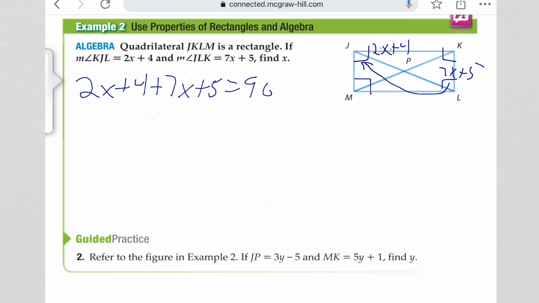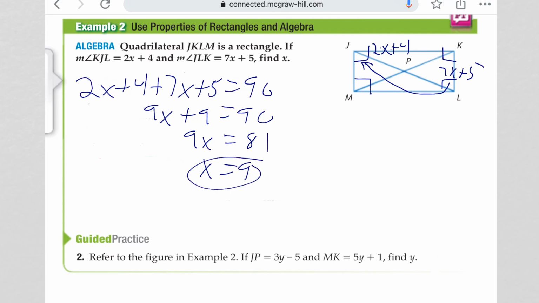So when we solve this, remember, combine like terms. 2x plus 7x is 9x. 4 plus 5 is 9, and that equals 90. And then from there we have to subtract the 9 from both sides. So that makes it 9x equals 81. Divide by your 9, and your x then equals 9.